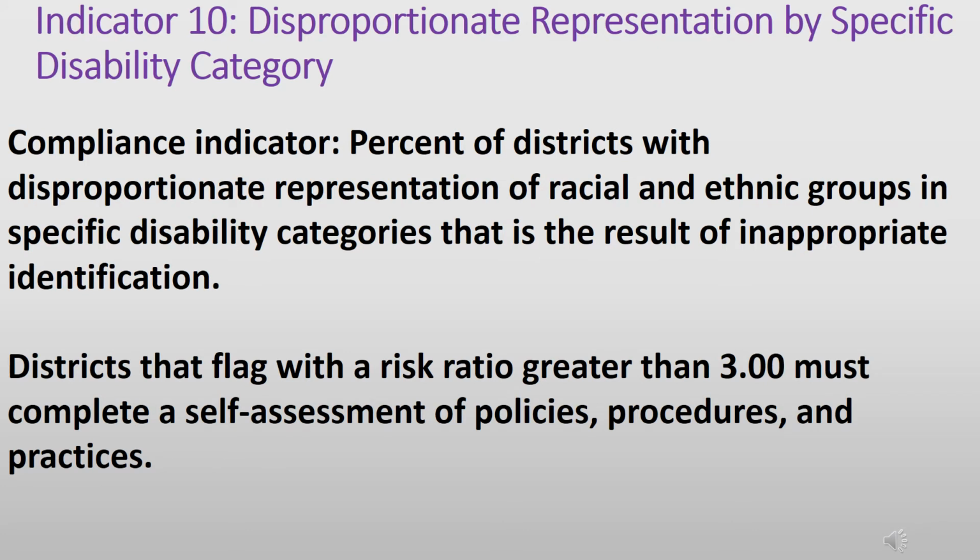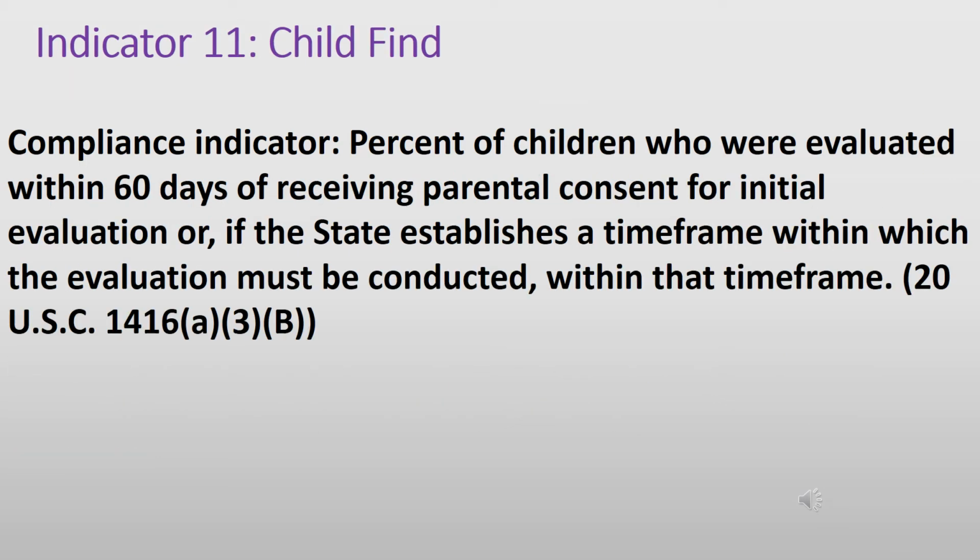Indicator 10, disproportionate representation by specific disability category. Indicator 10 is a compliance indicator. Percent of districts with disproportionate representation of racial and ethnic groups in specific disability categories that is a result of inappropriate identification. Districts that flag with a risk ratio greater than 3.00 must complete a self-assessment of policy, procedures, and practices.